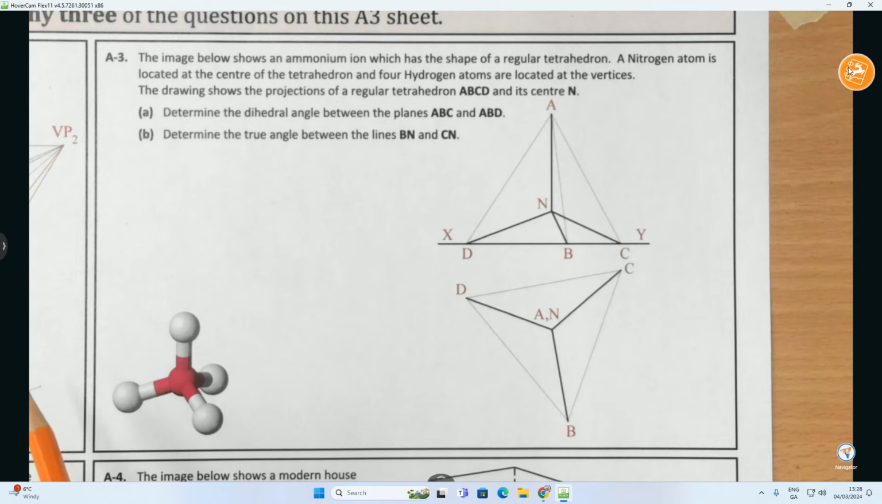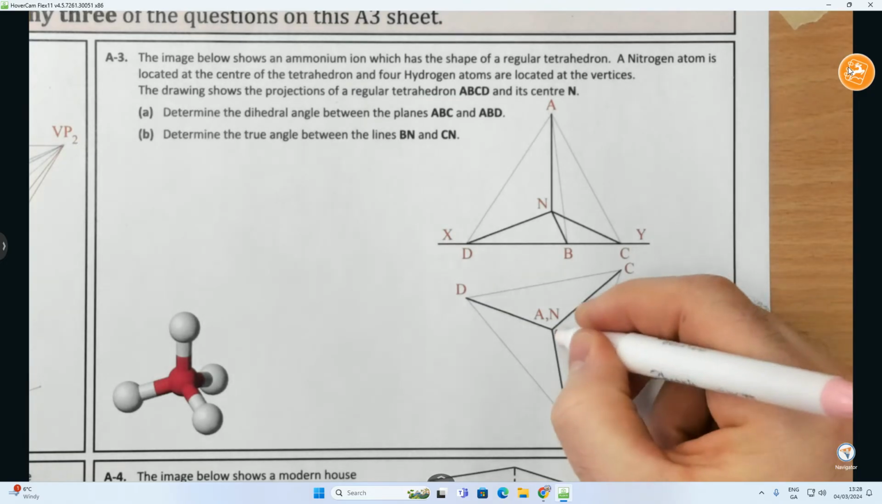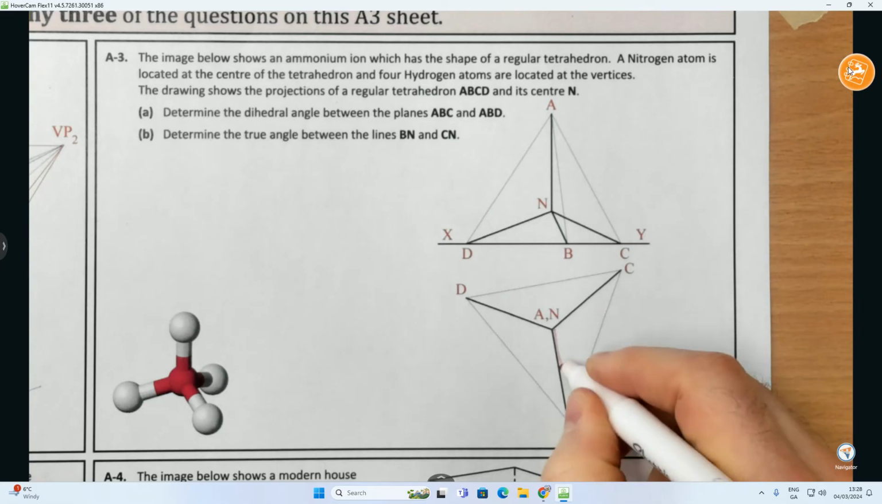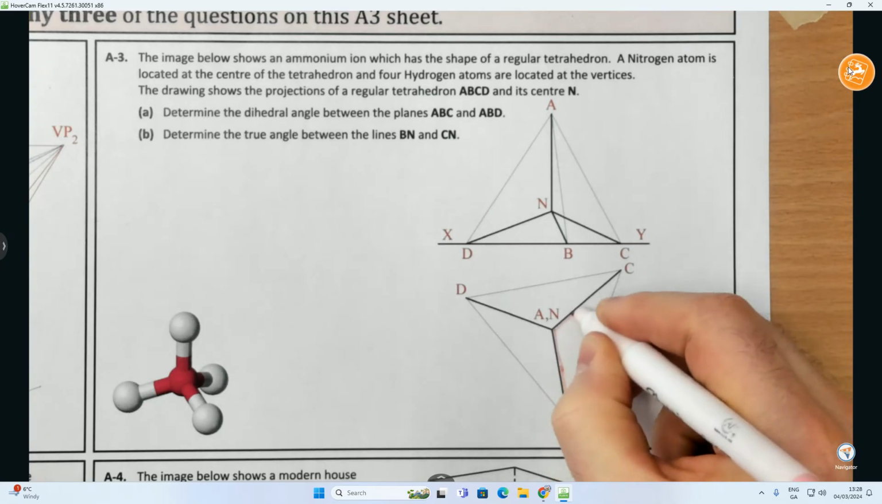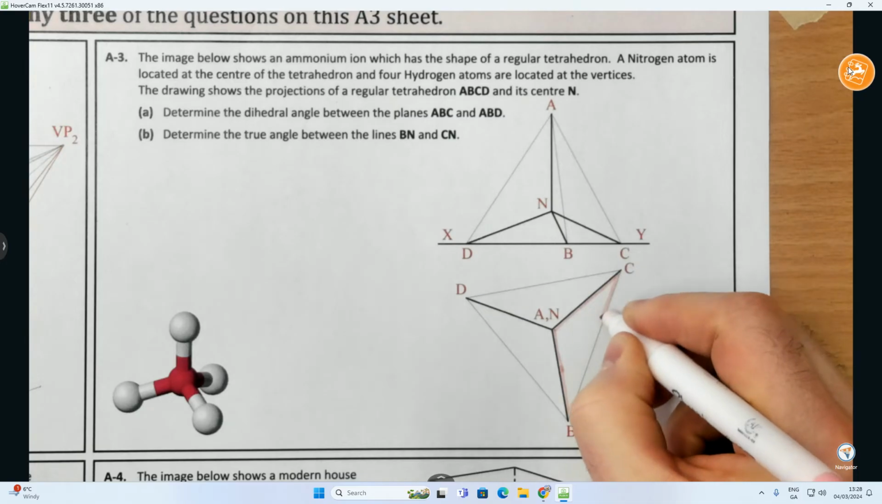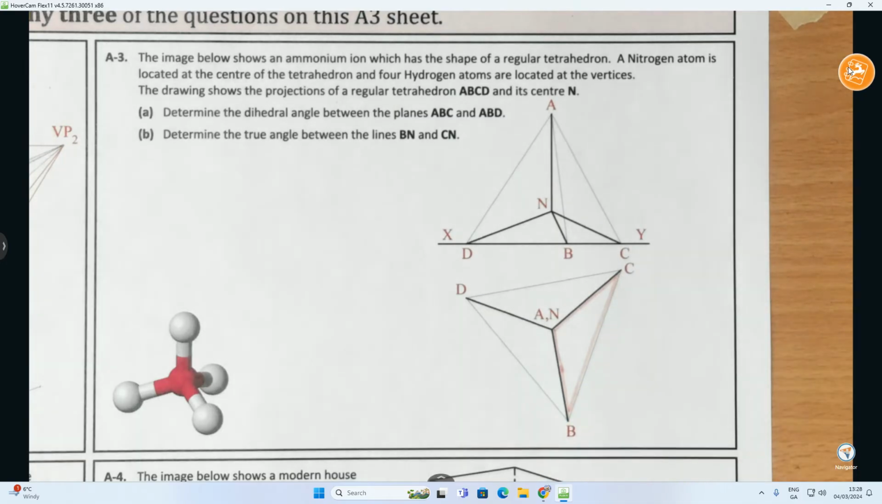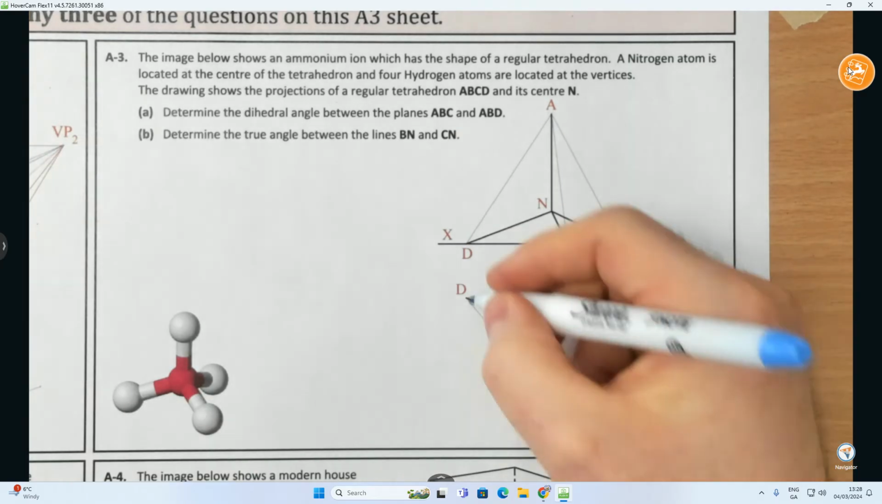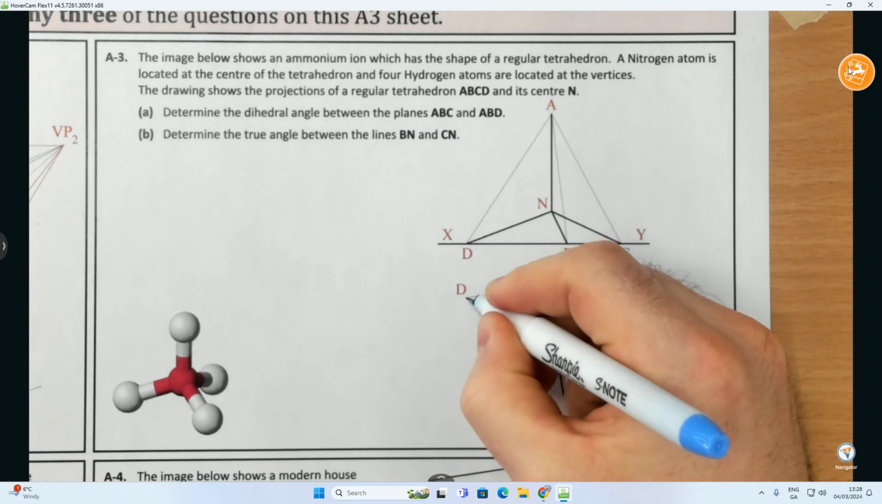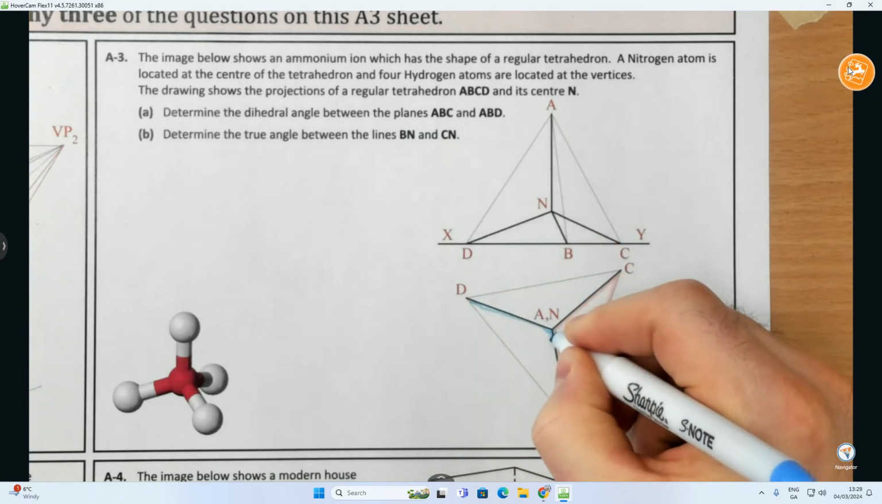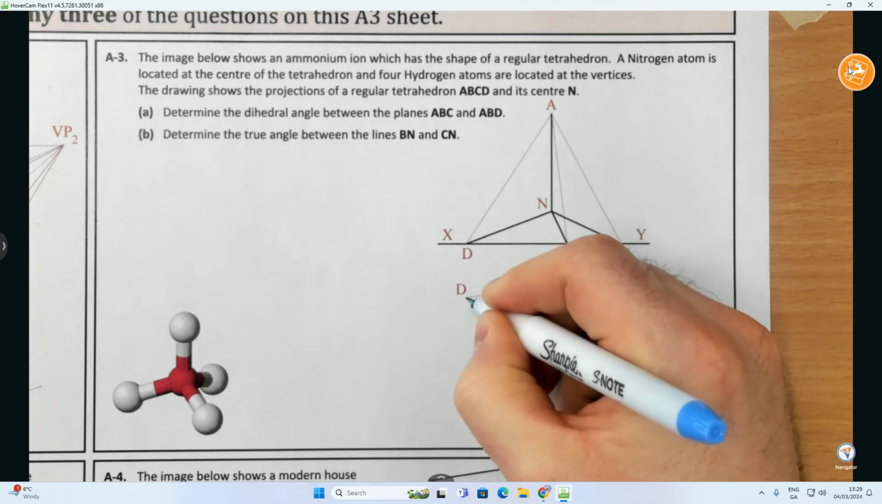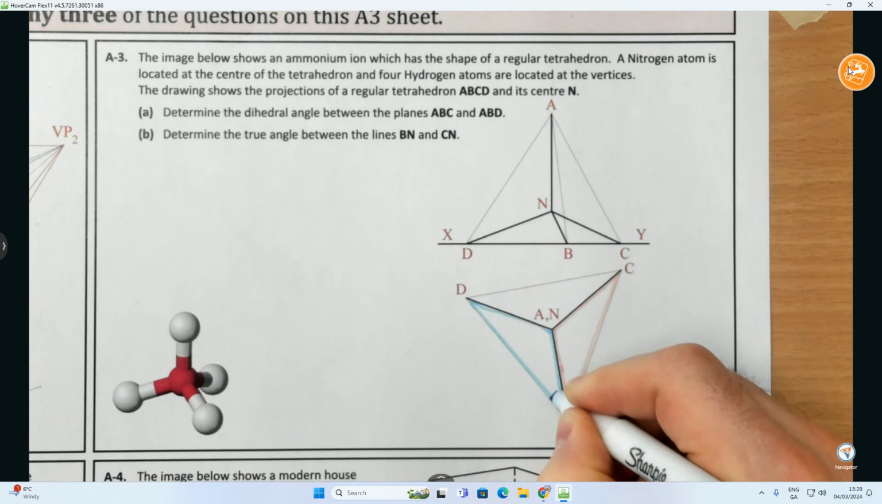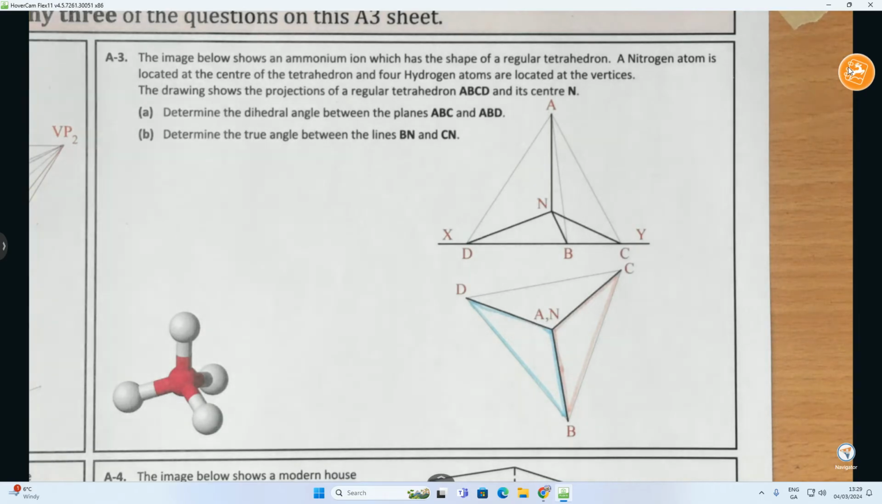So what they're asking here is we want to get the dihedral angle between two planes. I'm just going to use a little bit of color here. We want the plane ABC, which is this one here. I'm just going to use red on the outside. So there's that plane, the red plane, which is ABC, and I'm going to use a blue for the other one, ABD, which is this plane here. I'm just going over it as best I can. Okay, so I need the dihedral angle between the two of those.